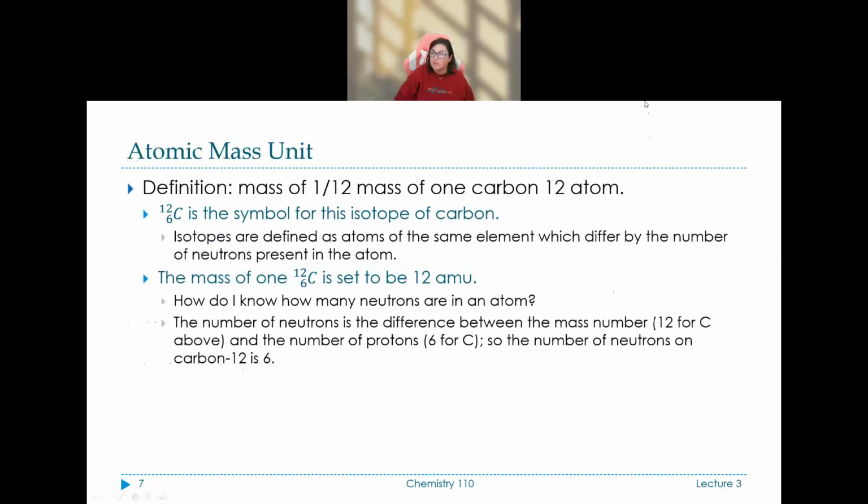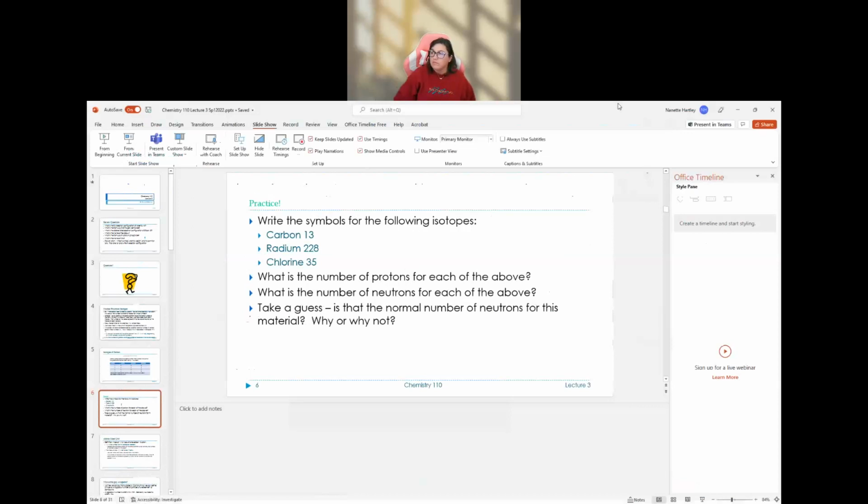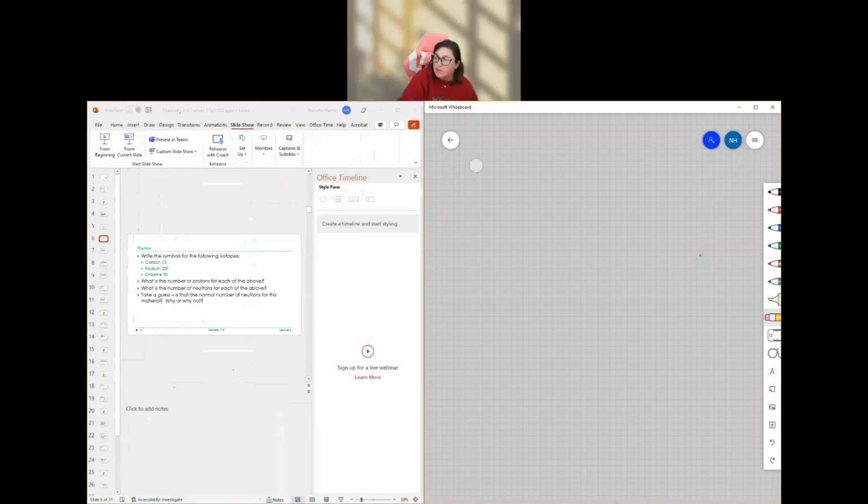Let's try something a little bit different. Sorry, the annotation was not working very well, so I gave up. So, carbon-13. Again, my logic here is carbon is number 6, so that has to be down there. And the mass number is 13. That's the one that they've given you. That's what that 13 means.